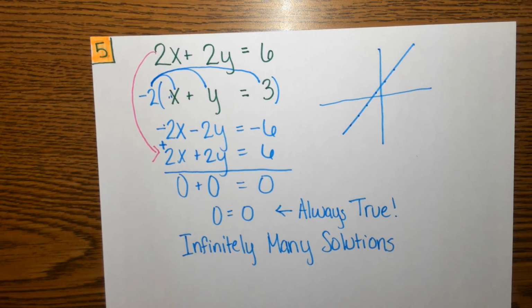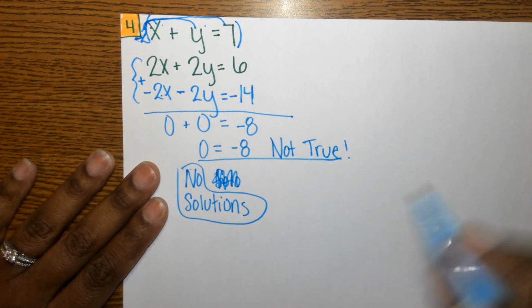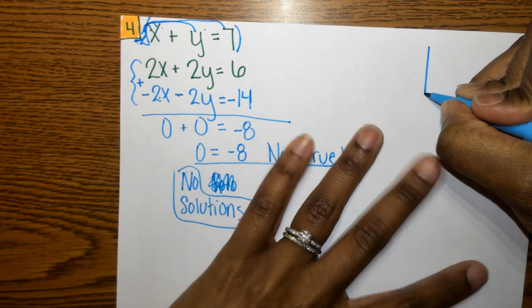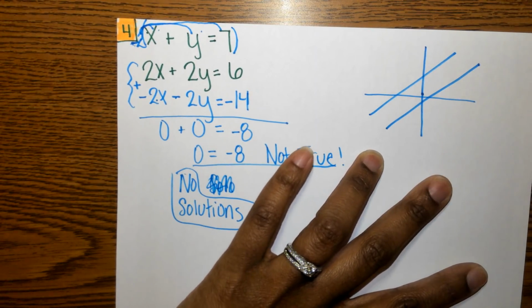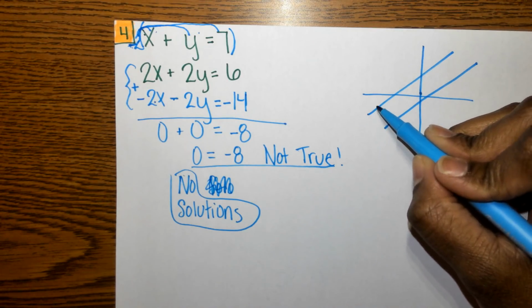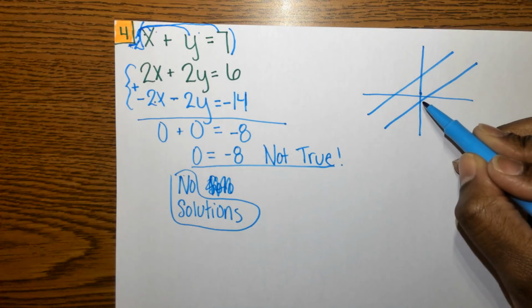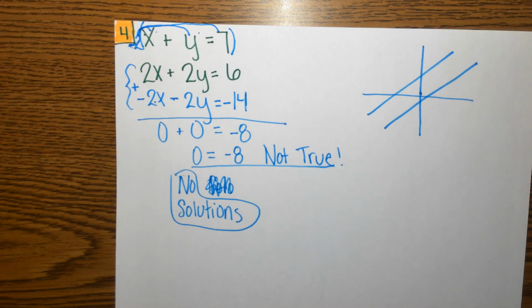If I were to look back at my problem with no solutions, what I would have ended up with was two parallel lines. Two lines that are never going to touch because they have the same slope and a different y-intercept. So every time one of them moves, so does the other. They're never going to touch each other.